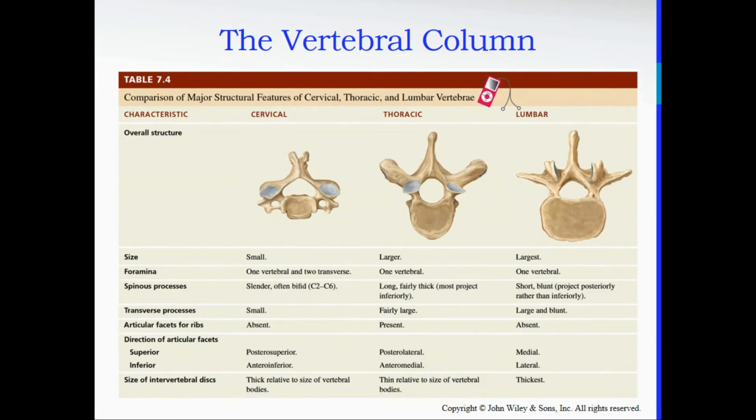All right, let's talk about some of the individual vertebrae. You have your cervical, again, 7, your thoracic, 12, and your lumbar that are made up of 5. Some of the differences here listed in the chart: your cervical are small, the thoracic are larger, but the lumbar are the largest. The foramina, the big difference between these vertebrae is that the cervical vertebrae are the only ones that have 3 foramina, or 3 holes.